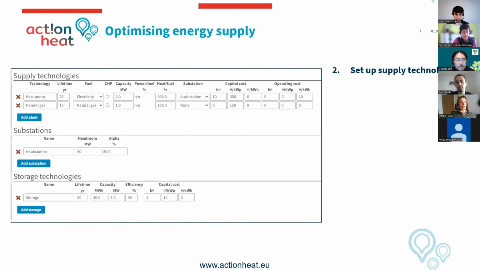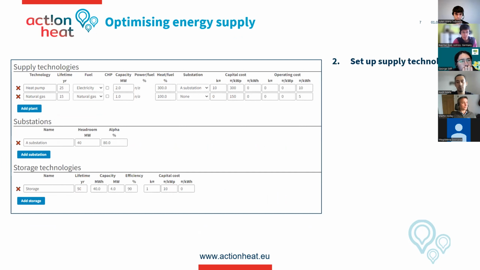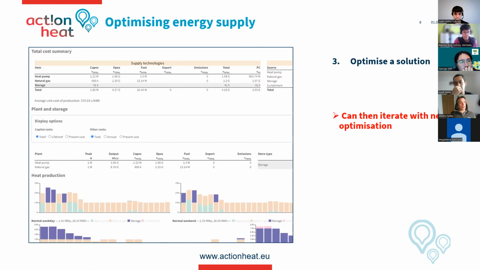You can then define your supply technologies. You can see there's a heat pump and natural gas put in there, and you can set the parameters for those, the capacities and the costs. You can also add substations if you're dealing with things like CHP and storage technologies as well. And once you've optimized, you get a whole series of outputs, including visuals on the supply profiles of what you've optimized. You can then look at the costs and compare with what you've optimized for the network and go back and repeat and change things in that way.